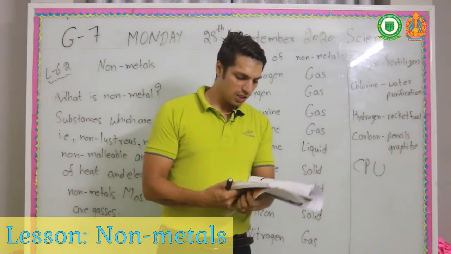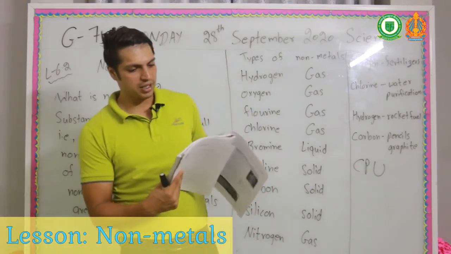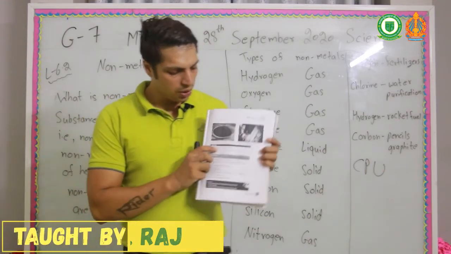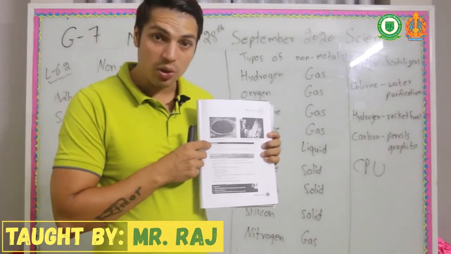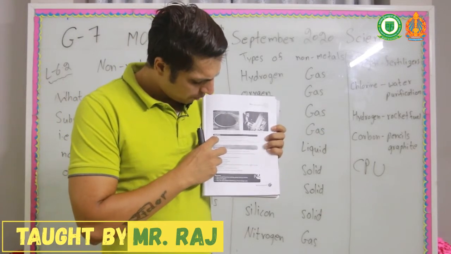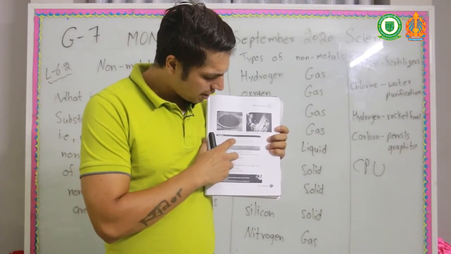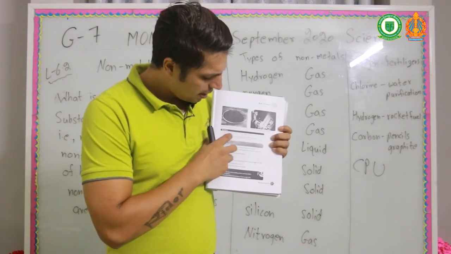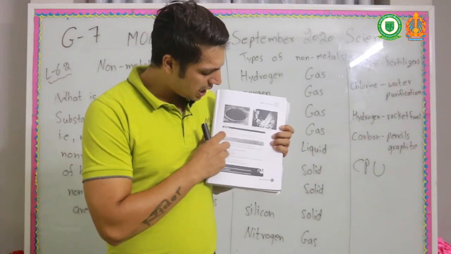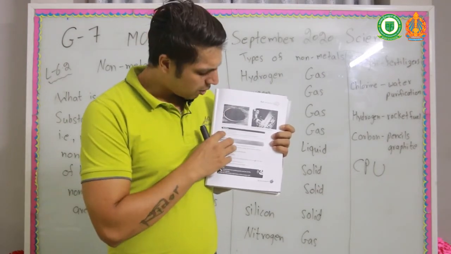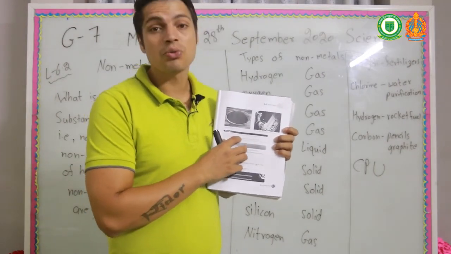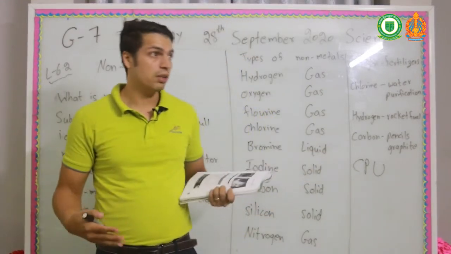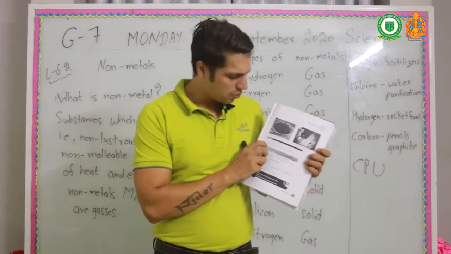Coming on to your task 1, your task 1 is on page number 83. You need to answer these 3 questions. Name 5 non-metals other than sulfur and helium, so don't count sulfur and helium. What is sulfur used for?